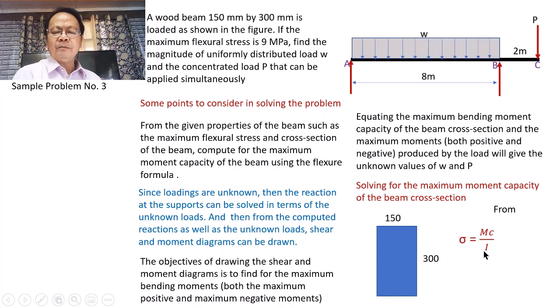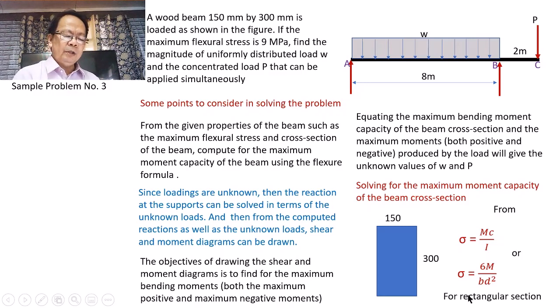Yung I naman, yun yung kanyang moment of inertia of the beam cross-section with respect also to the neutral axis. And for a rectangular section ng beam, ito ay pwedeng masimplify into what? Into a formula that is stress equal to 6M over BD. Tandaan natin, itong 6M over BD na ito ay applicable lamang kung ang ating section ay rectangular. Kung hindi, mananatili tayo dito sa equation na ito.